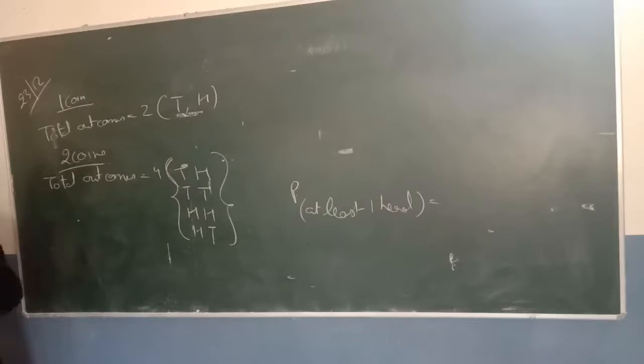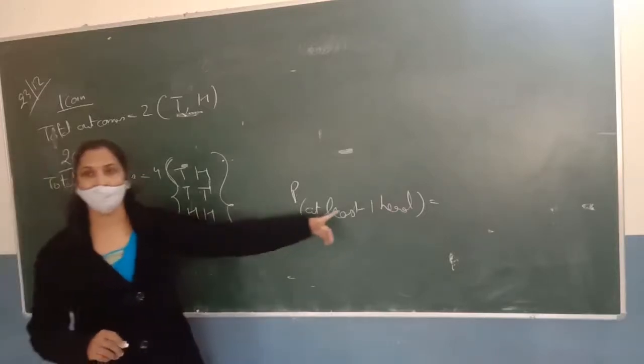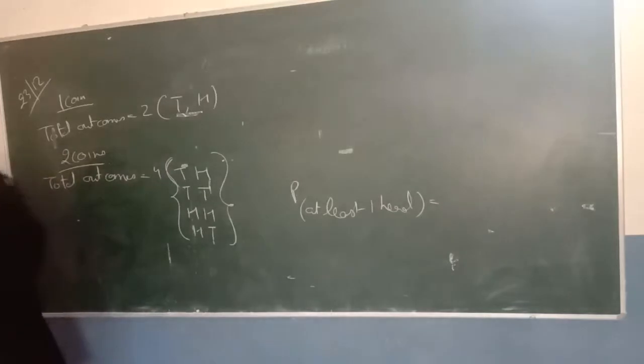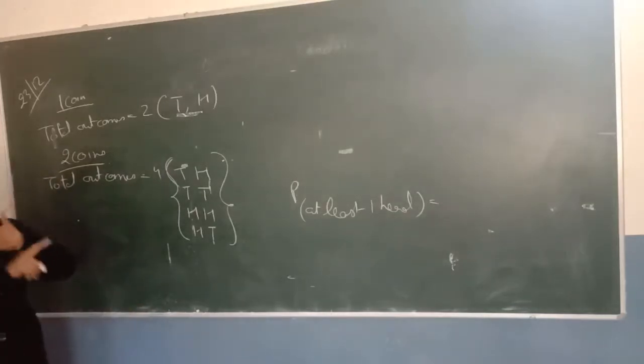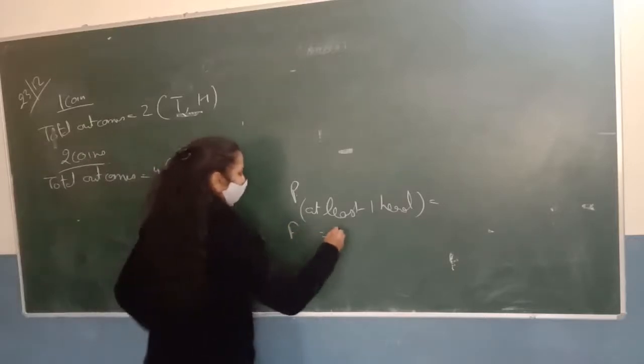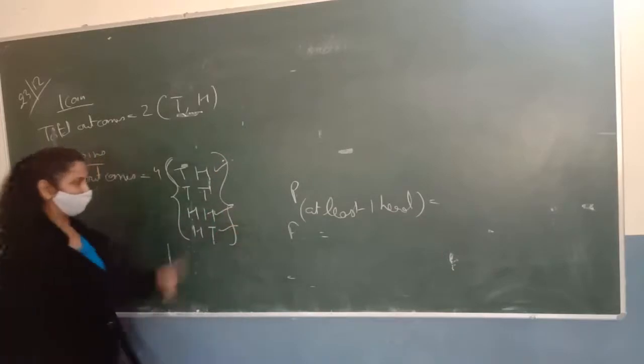कम से कम एक हो, एक से ज्यादा भी चलता है. So at least 1 head means you will count 1 head as well as the 2 heads. At least 1. So the probability of getting at least 1 head will be 3/2. Sorry, 3/4. At least 1 head means it can be 1 head, it can be 2 heads. So the favorable outcomes for at least 1 head: एक तो ये आएगा, एक ये आएगा और एक ये आएगा.